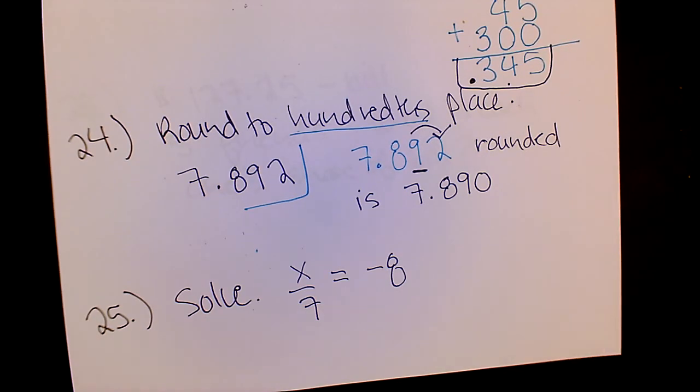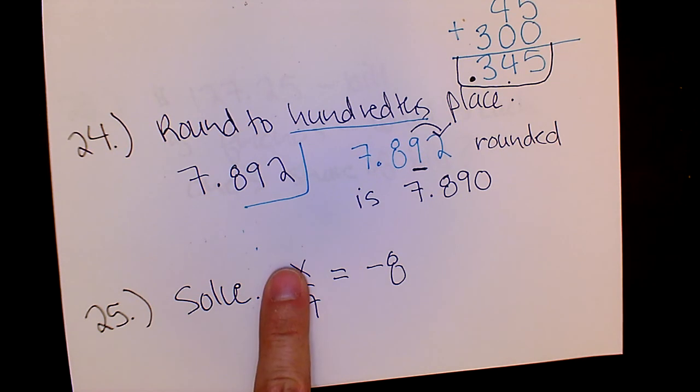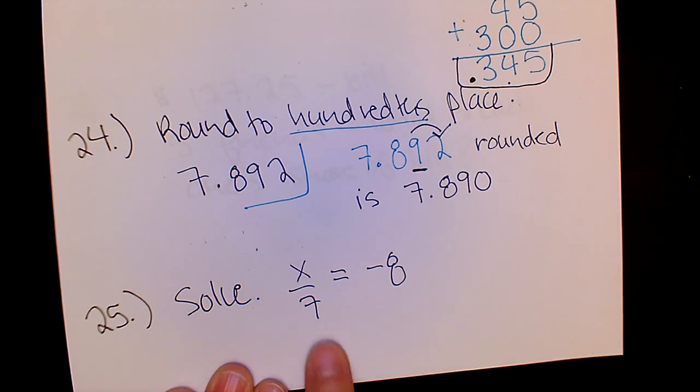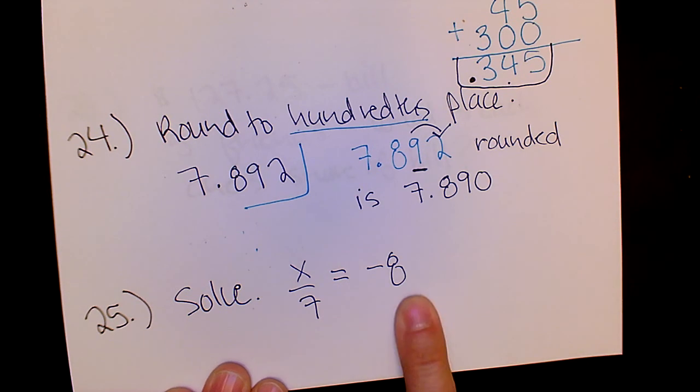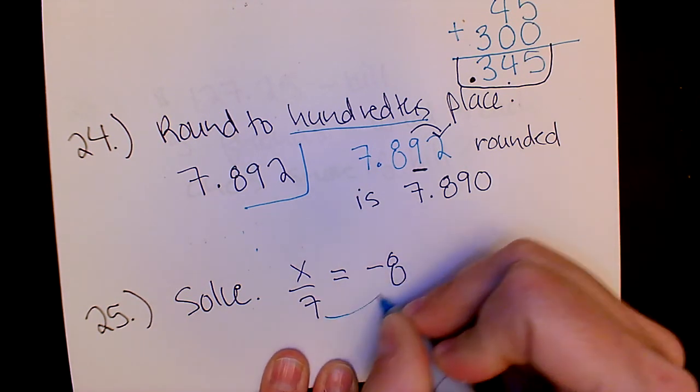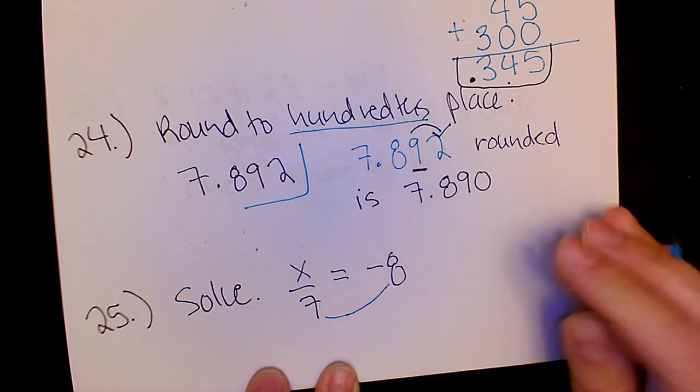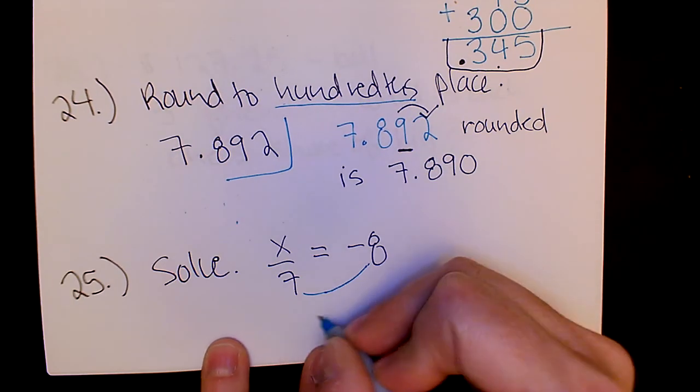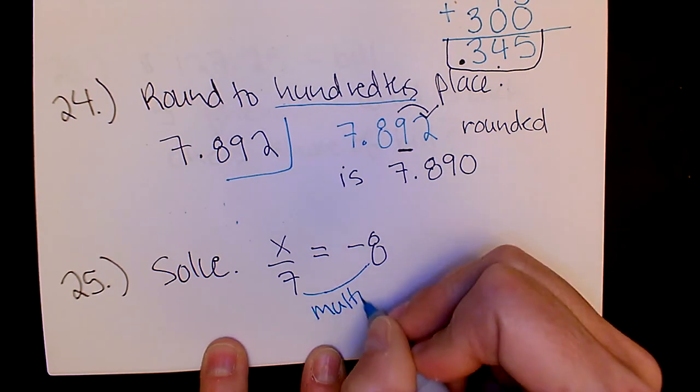Okay, 25. These are easy. Remember when I'm solving and I have an x, I have a fraction, x over a number equals another number. All I need to do is multiply. This is the quick and easy way.